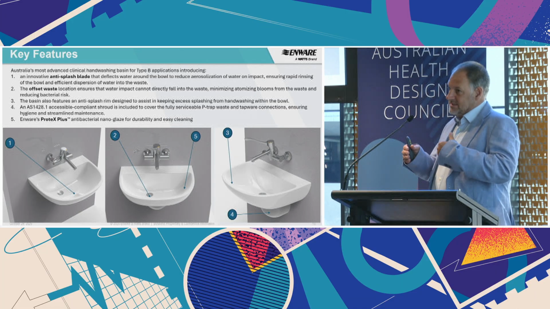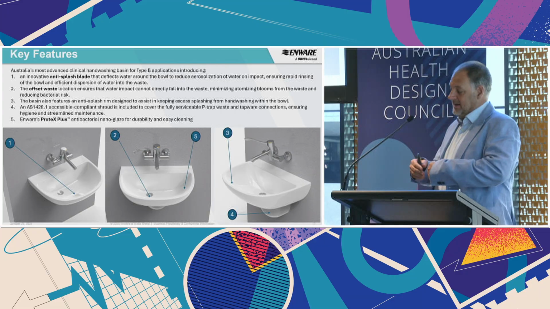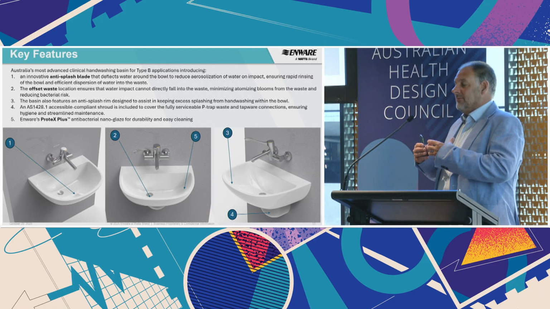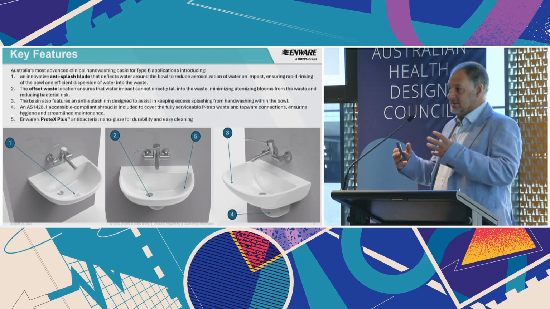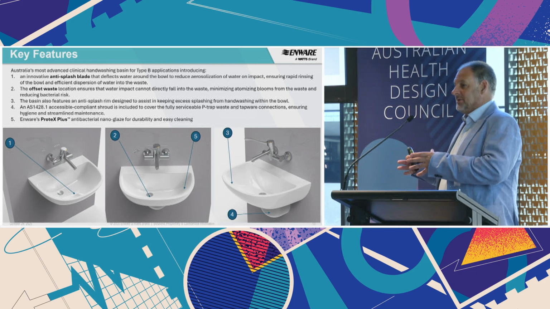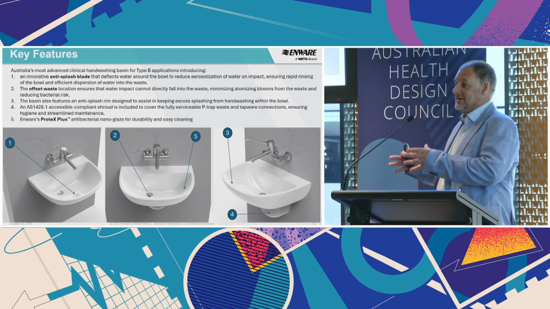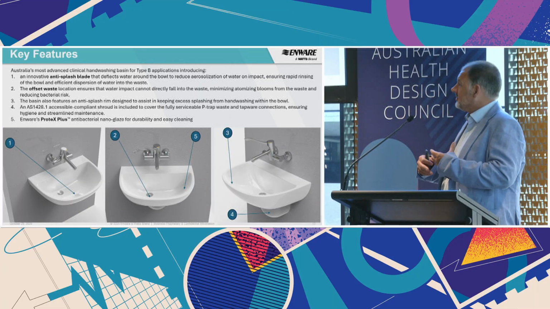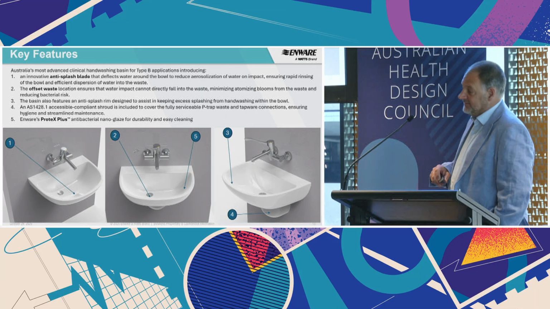We've pushed the waste not only offset but also further to the back. We've removed the bottle traps that were previously utilised in this space. It's now a P-trap, but it's a P-trap that's offset and sits within a removable shroud, which is really important for cleaning and maintenance.